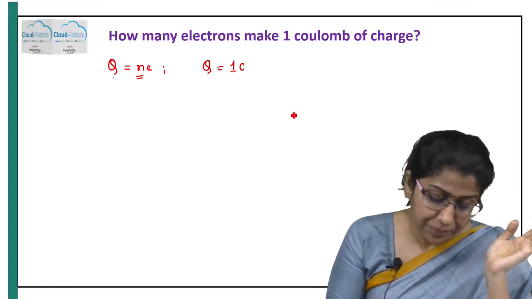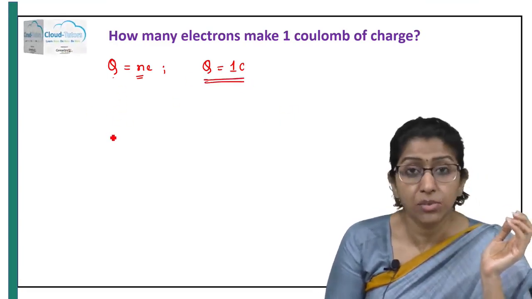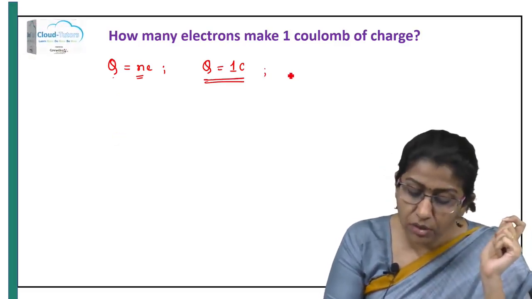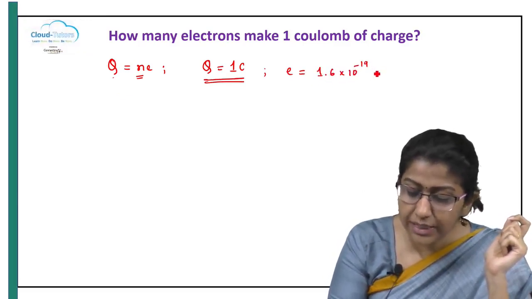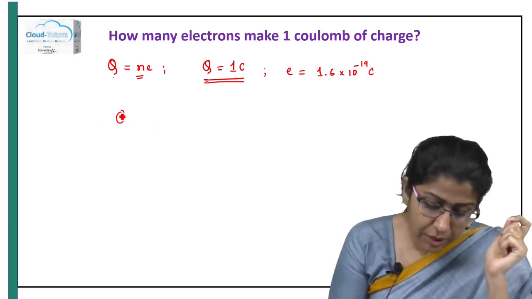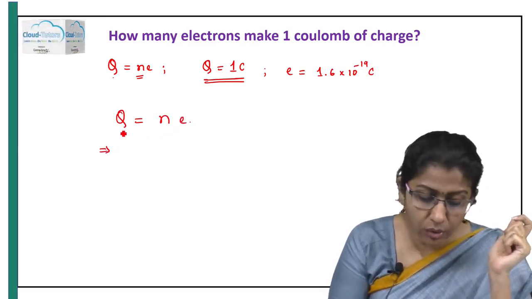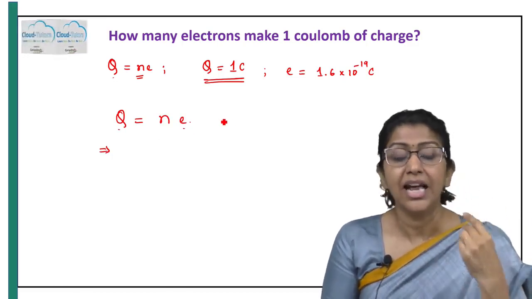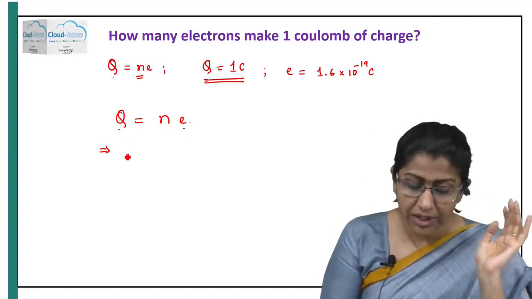Since we know Q is equal to 1 coulomb, let's substitute and find out the value of N here. We also know E is equal to 1.6 into 10 raised to minus 19 coulombs. So Q is equal to N into E. What are we supposed to calculate? We know these two quantities, right? Any equation that contains 3 quantities, if you know 2 of them, you can easily calculate the third one. That's what we are doing here.